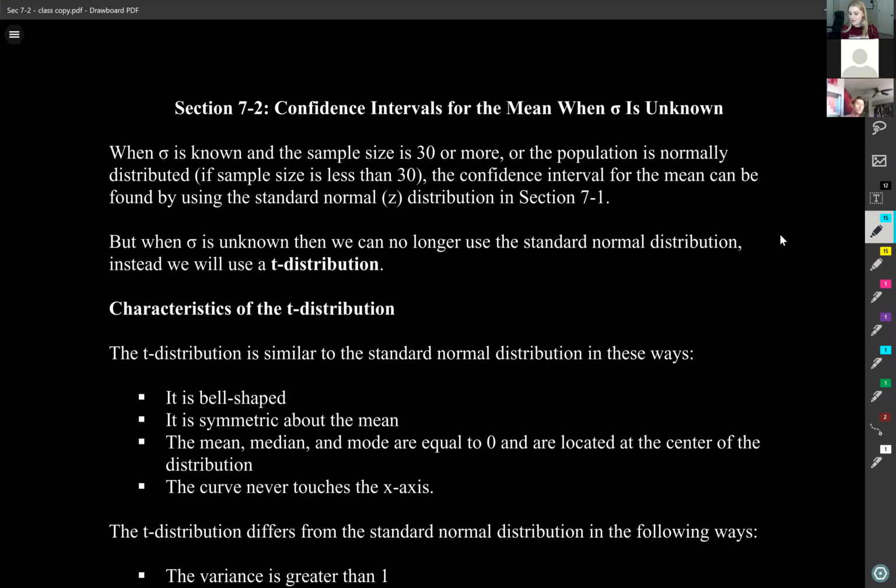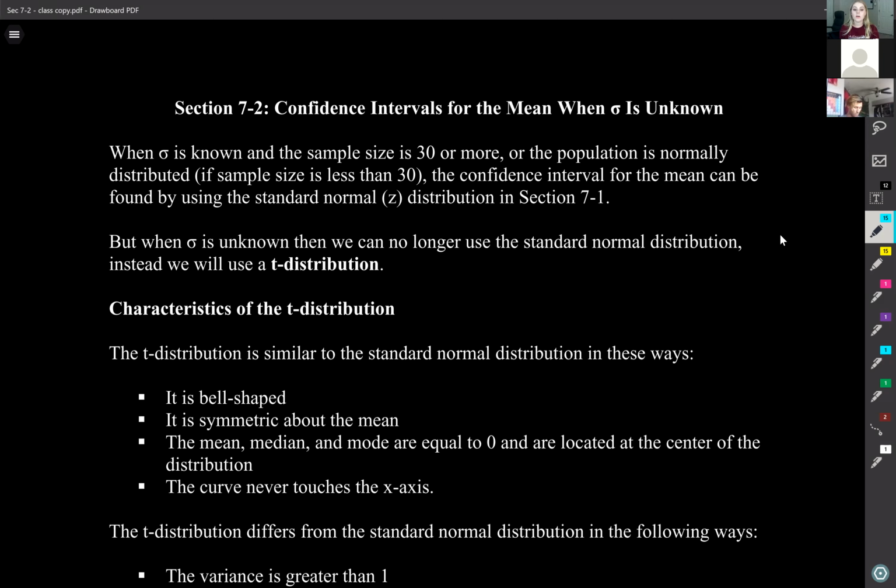Like our lecture notes say, when the standard deviation is known and the sample size is 30 or more, or the population is normally distributed, the confidence interval for the mean can be found by using the standard normal distribution. So when we were finding our confidence intervals, we were using z-scores and the tables of the standard normal distribution. We took how confident we wanted to be, used our normal distribution, found z-scores and worked through all that. But that's when we knew the standard deviation.